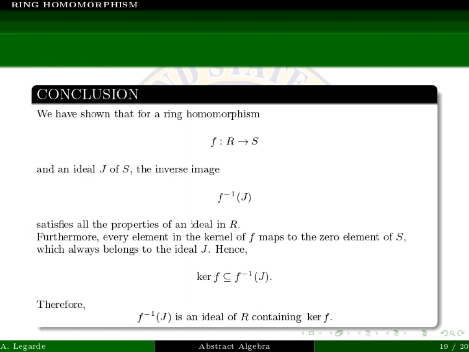To conclude, we proved that for a ring homomorphism F from R to S and an ideal J of S, the inverse image F inverse of J satisfies all the properties of an ideal in R. We also proved that every element in the kernel maps to 0 in S, and since 0 belongs to every ideal, the kernel must be contained in the inverse image. Therefore, F inverse of J is an ideal of R containing the kernel of F.